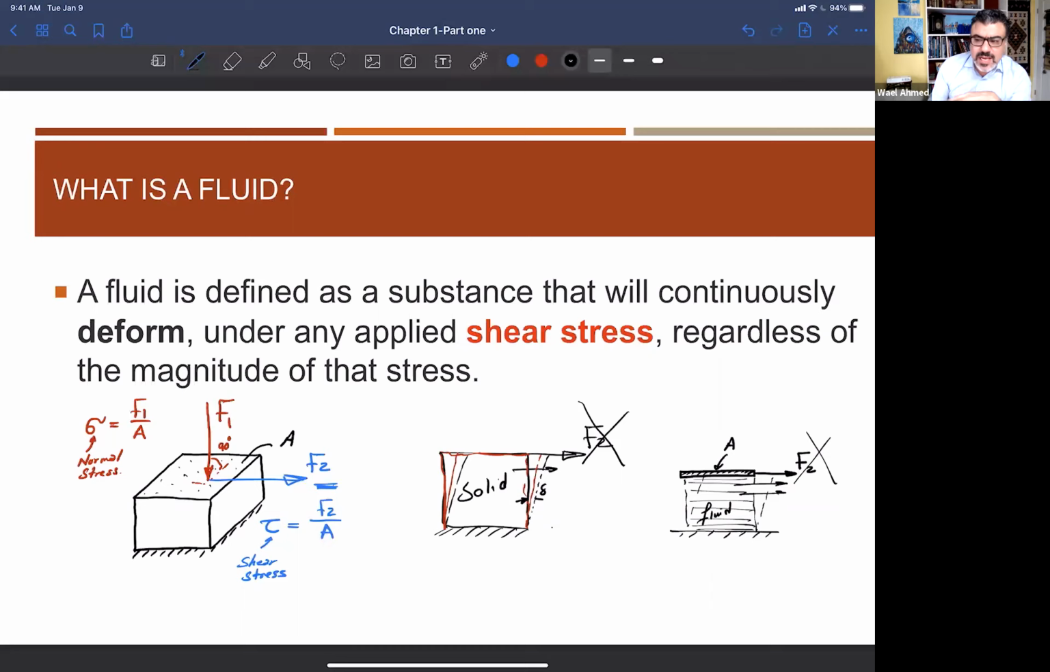And that's why when you put the liquid in a container, the particles will move with respect to each other in order to fill the shape of this container. Same thing for gas, it will just spread all over the place, because any small amount of shear stress will keep moving the fluid, okay?